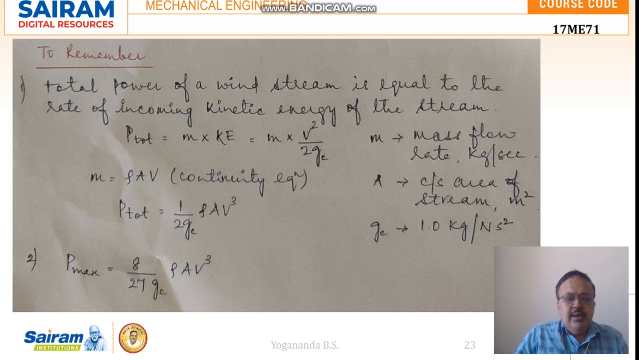Substituting the mass flow rate rho A V and kinetic energy V square by 2gc in the wind power equation, we get the total wind power as 1 by 2gc of rho A V cube. If we take gc as 1 kg per Newton second square, the total wind power is 1 by 2 of rho A V cube. Then the maximum power is given as 8 by 27 of gc into rho A V cube.